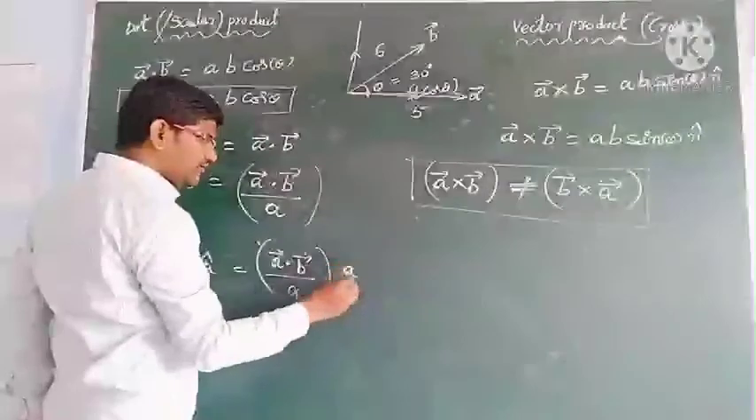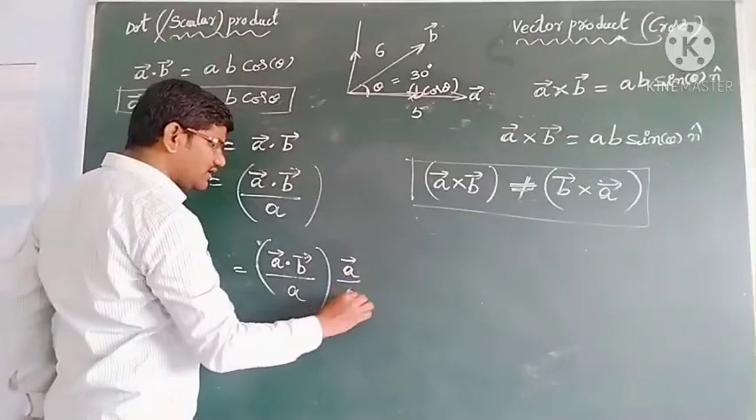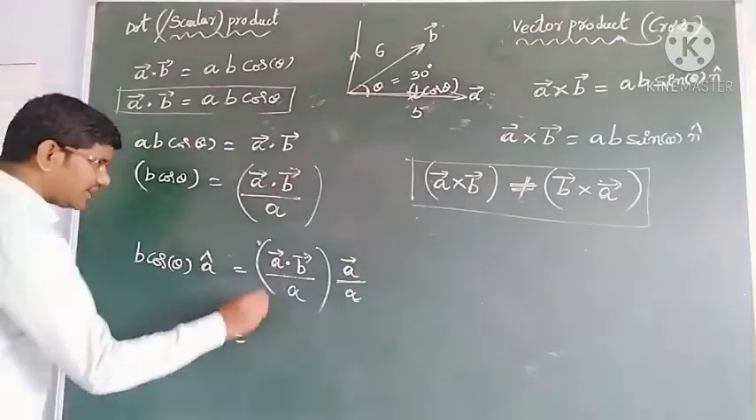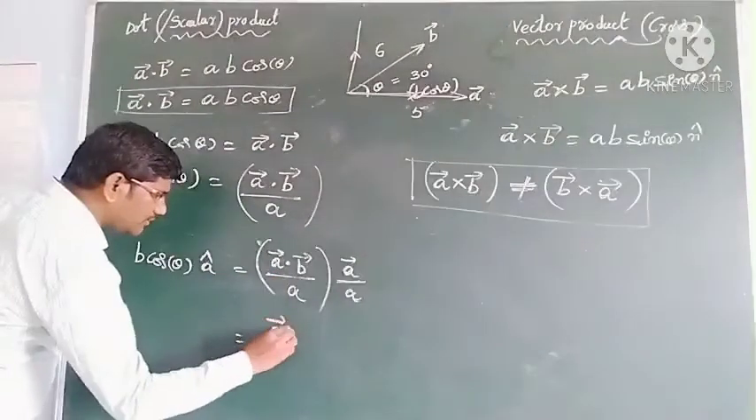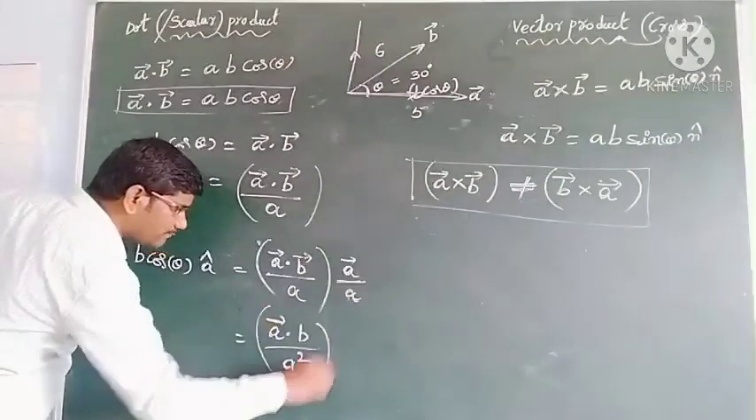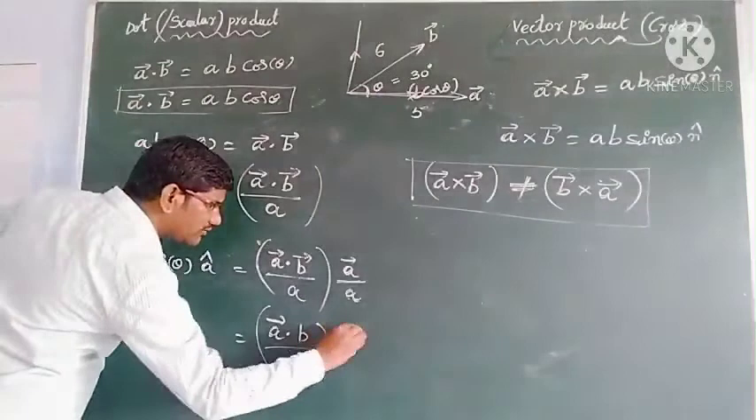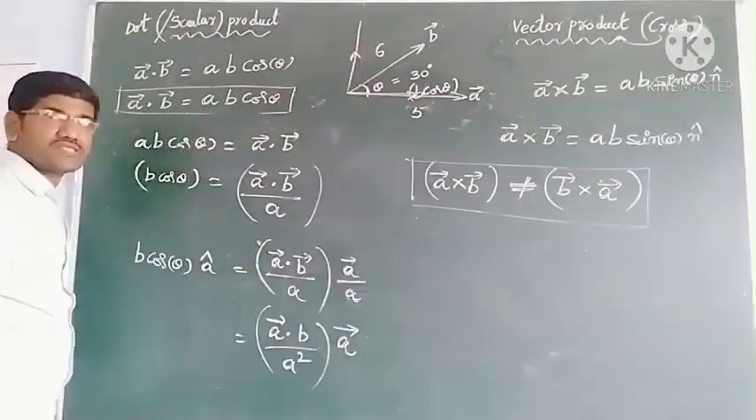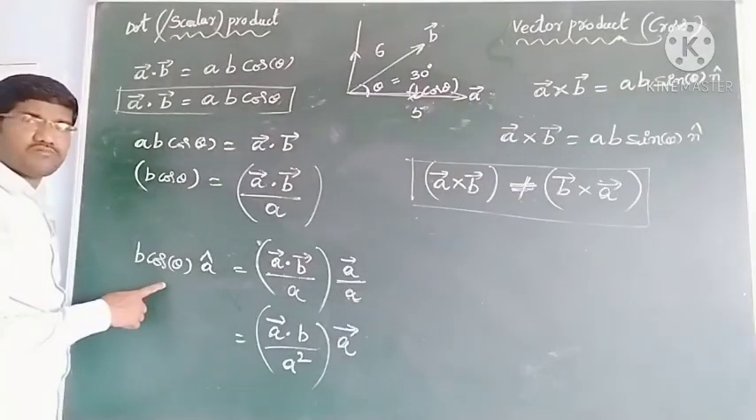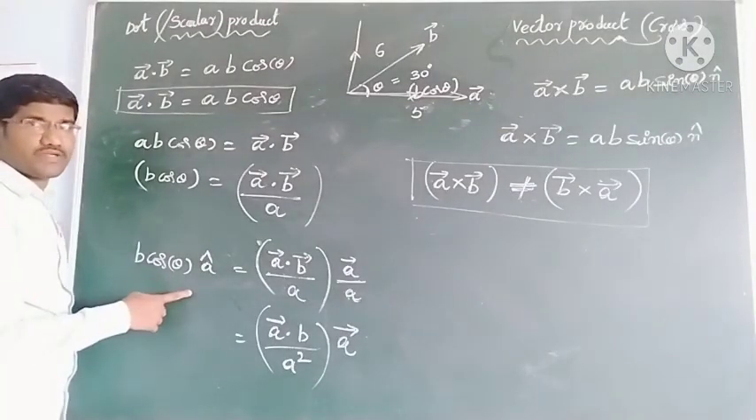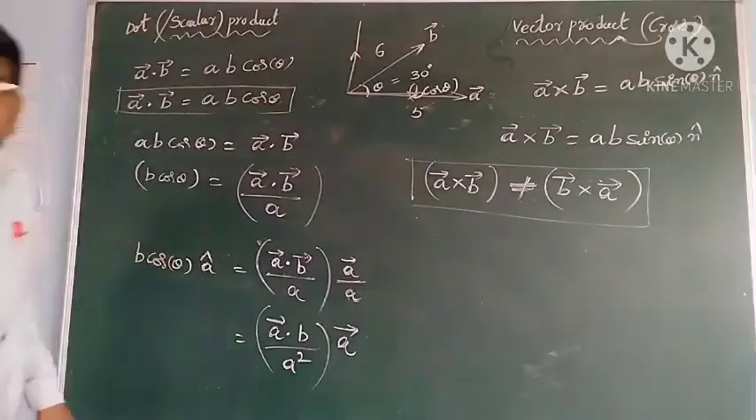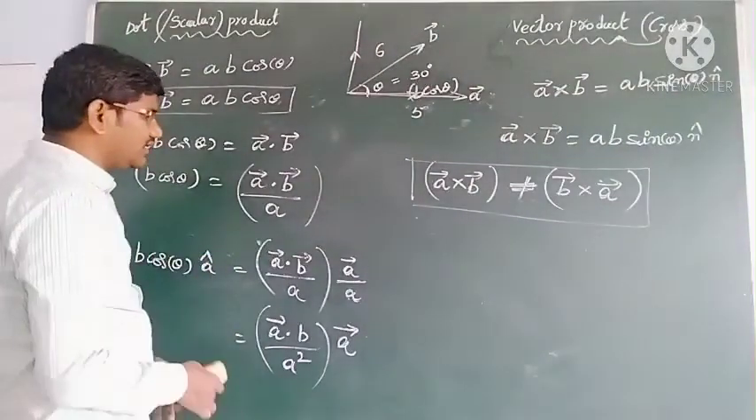A cap you can write as A bar by A. Then A bar dot B bar by A into A bar by A, you will get A square, and into what will you get, students? A bar. Okay students, so this is called the vector component of B bar in the direction of A bar. This is only the component. Okay students, like this we can calculate.